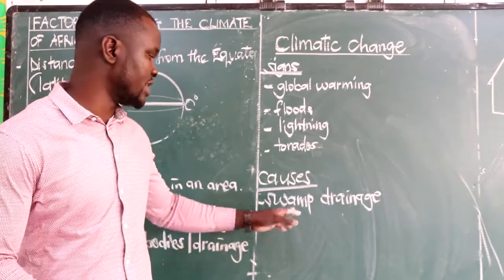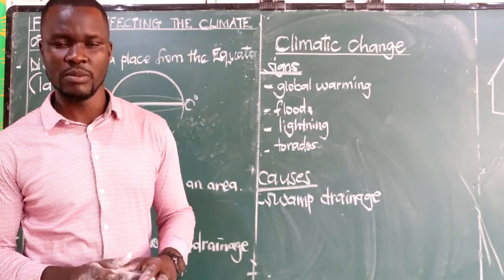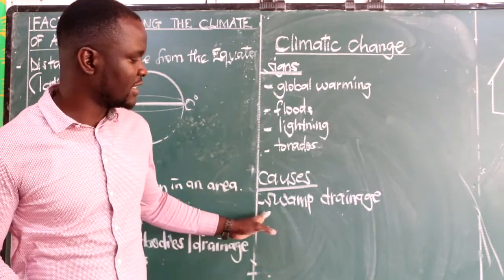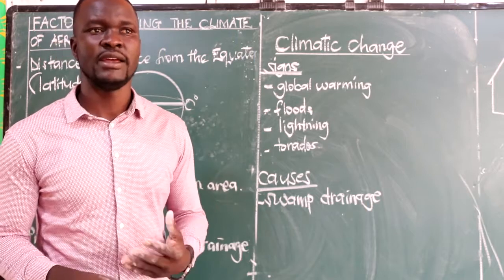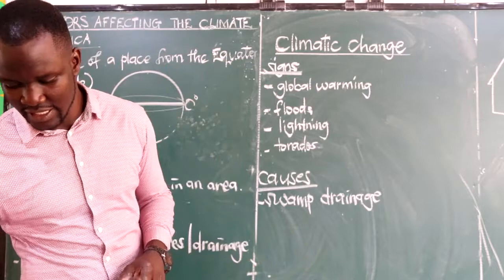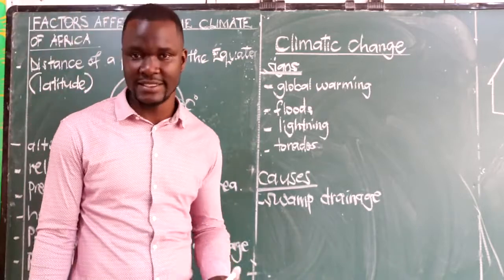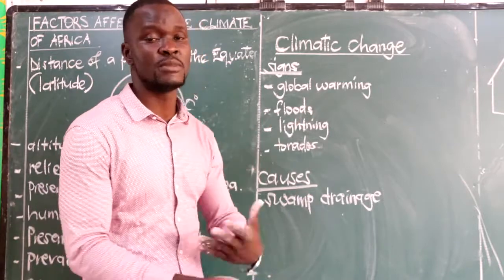So he has to drain a swamp. Remember, this swamp would be helping in rain formation, being a water body. But now if the water has been drained, automatically it will mean that the area will not be able to experience enough rain and the climate changes. Desertification comes in, global warming comes in.